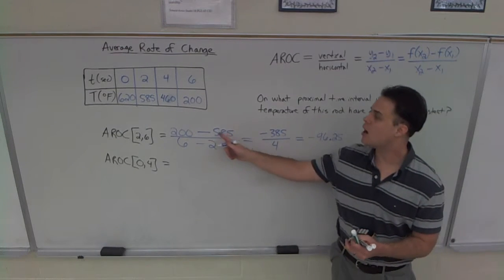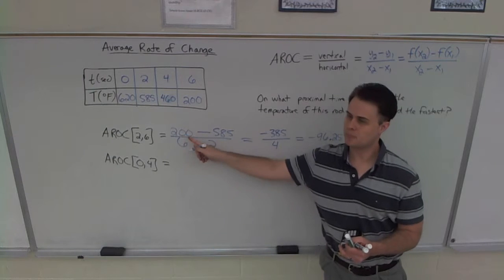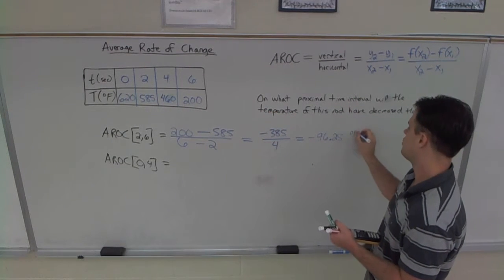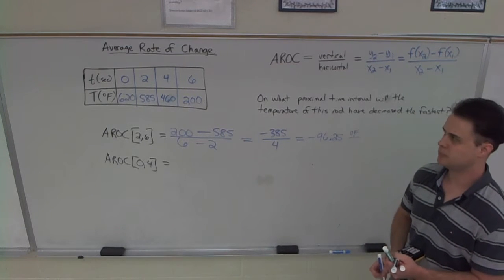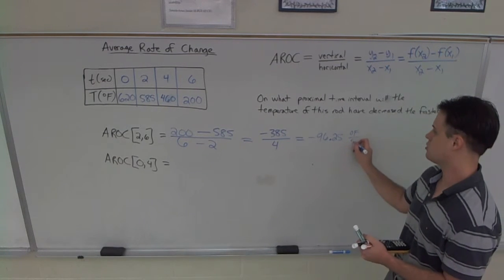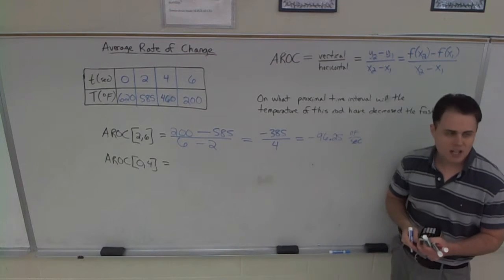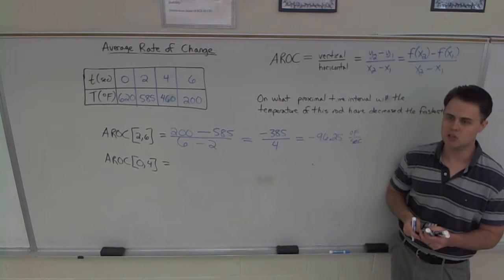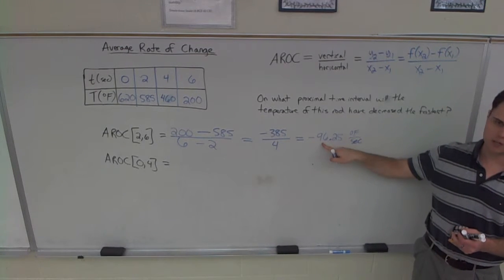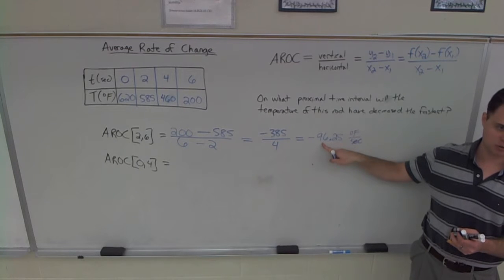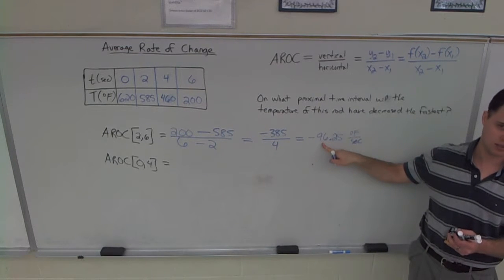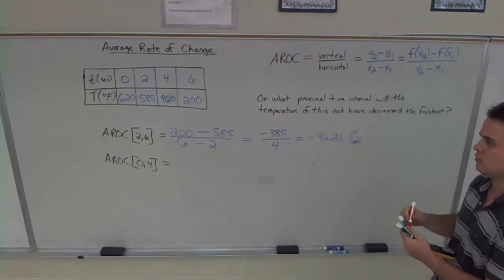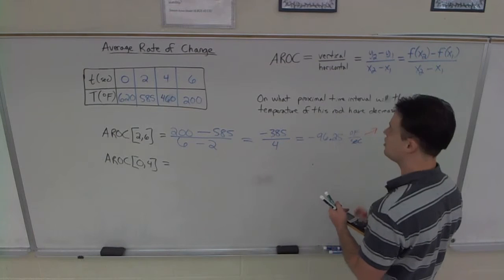What are the units on top? Look at your table. Shouldn't be a hard question. Degrees Fahrenheit. What are the units on bottom? Seconds. So this says between 2 and 6 seconds, this rod is decreasing at an average rate of 96.25 degrees per second. Let's write that out. I want you guys to write that out a few times. That's important stuff. It's not high-level stuff at all. You should be able to read this very specifically.